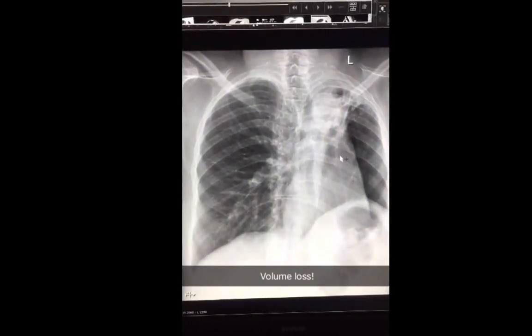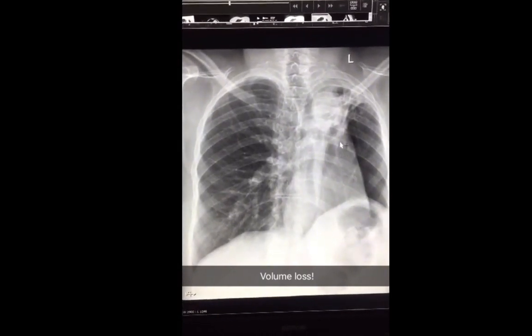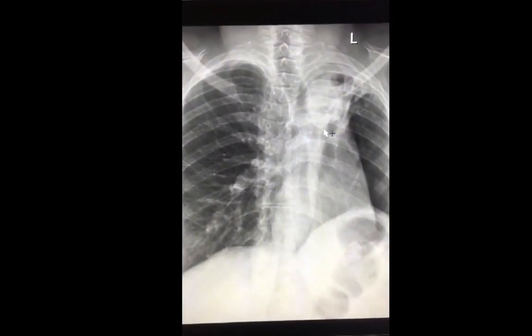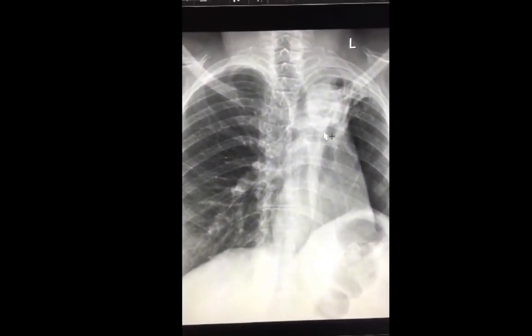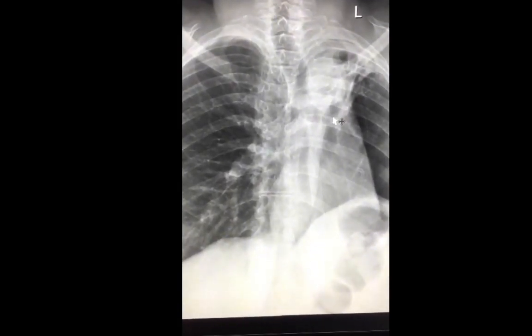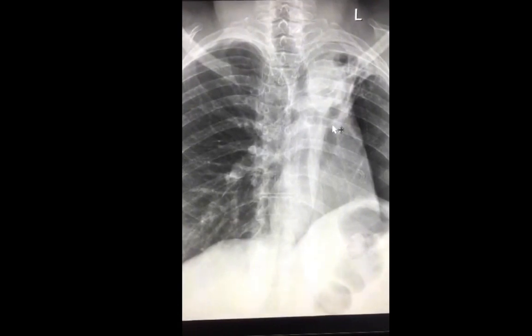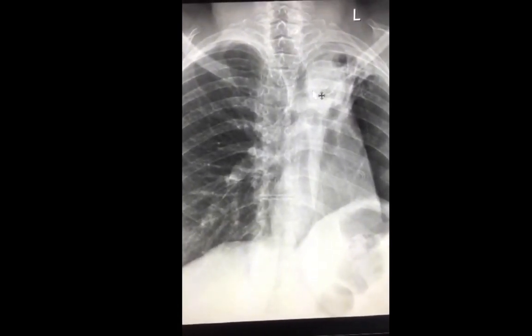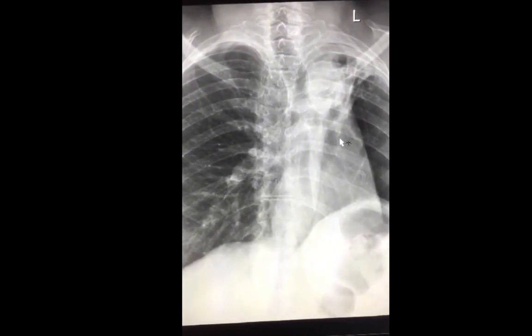So putting all these findings together, this is a case of volume loss on the left side, which you could also call collapse. Collapse or volume loss may be complete or partial and may be acute or chronic. The best way to identify volume loss is to look at structures that shift from their position or a decrease in size of the hemithorax or intercostal spaces.